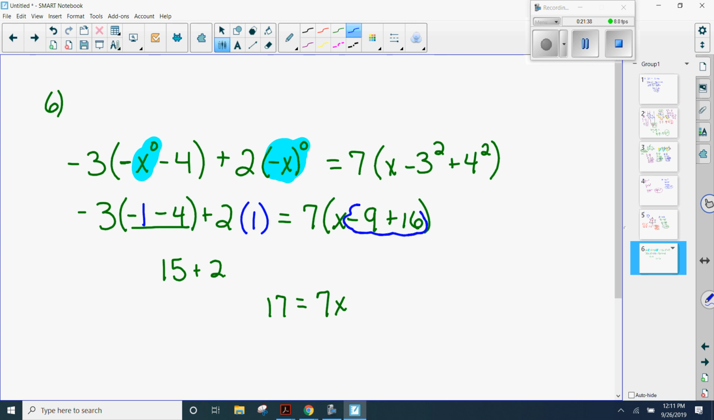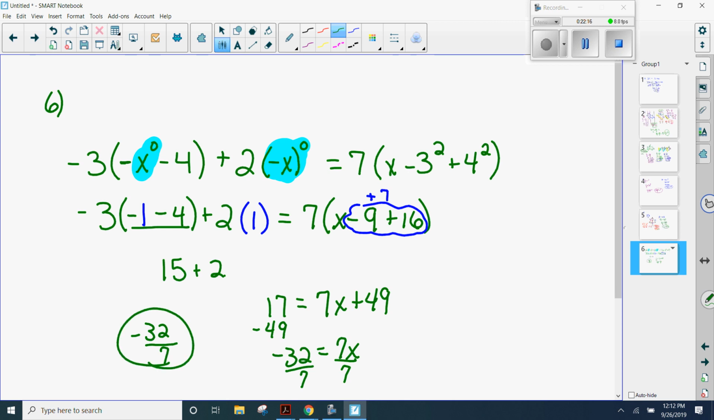What's this give you when you group it together? Positive 7. So this becomes plus 49. So then subtract 49 and divide by 7. Which what? Is that 32? When you subtract 49? Yeah, it's like 30, yeah. Another question?